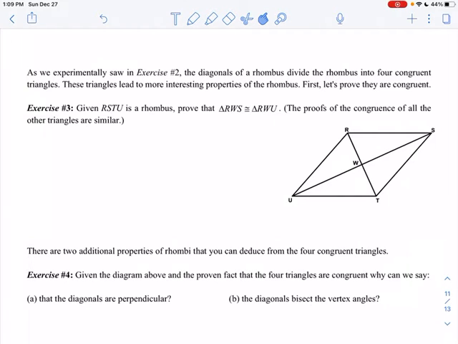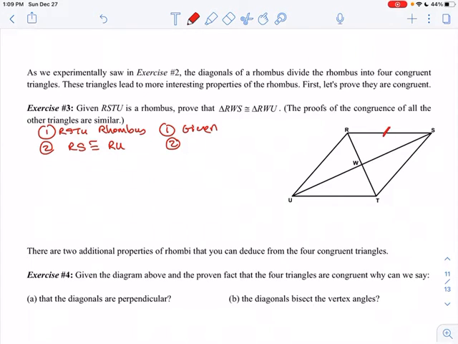First, let's prove that they actually are congruent. All right, so this is going to be a proof. We'll do it together. We'll do it fast. Basically, you know that RSTU is a rhombus. That's the given. If it's a rhombus, then I know that RS is congruent to RU, because that's the definition of a rhombus.